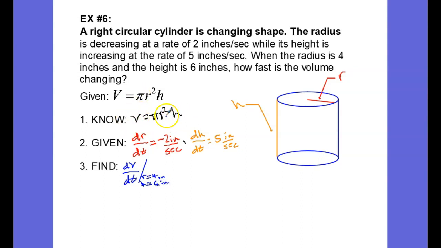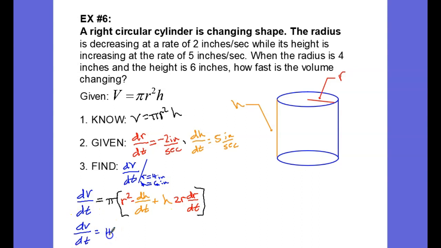So let's start by differentiating our volume formula. dV/dt is going to be equal to pi, and we're going to have to differentiate r squared times h using the product rule. And so this will be the first, r squared, times the derivative of the second, which is dh/dt, plus the second, which is h, times the derivative of the first, which is 2r dr/dt.